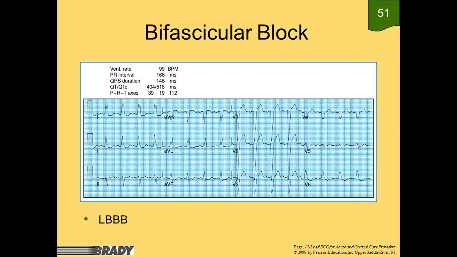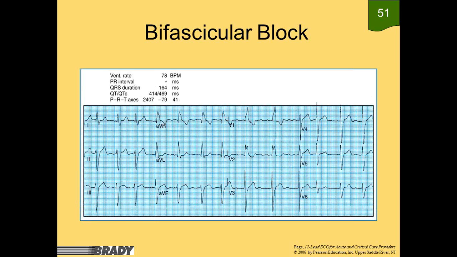These are kind of crazy looking QRSs in V1. So we'll find our J point, which is there. It's going to be down. So this will be a left bundle branch block. Okay. And that's all it is.